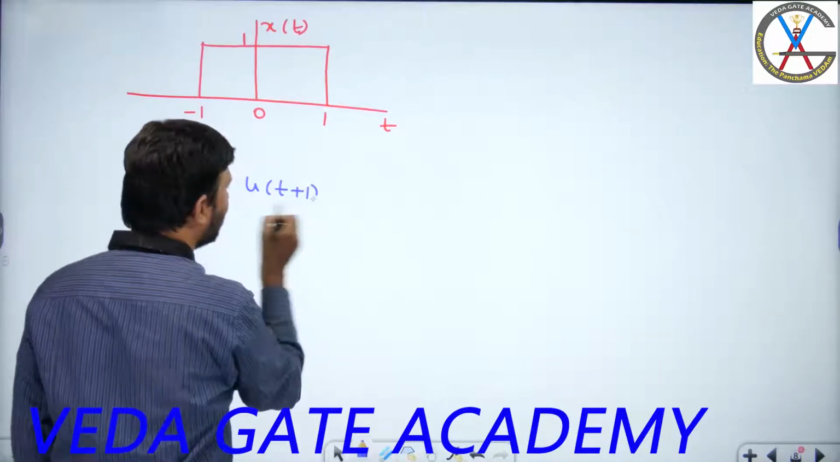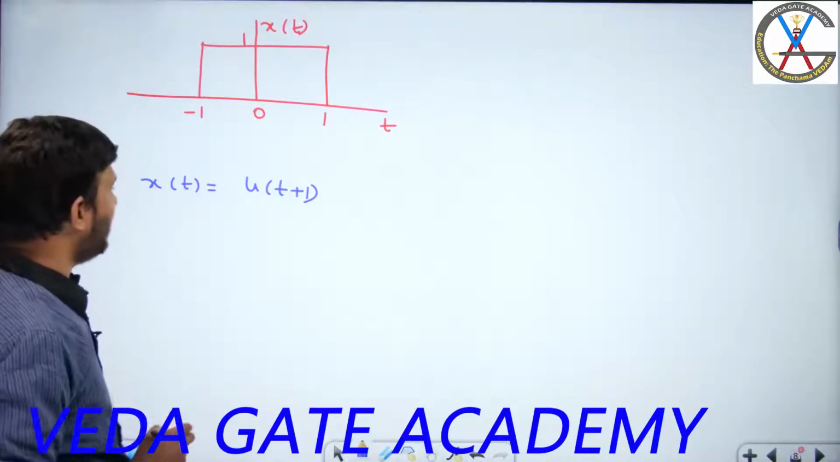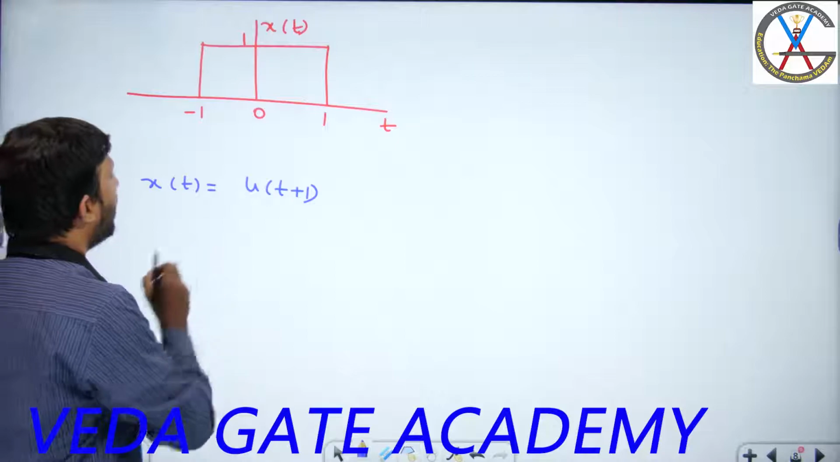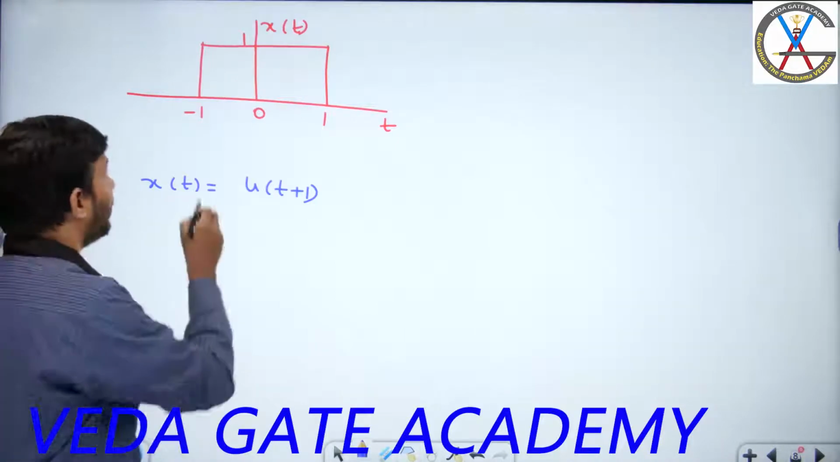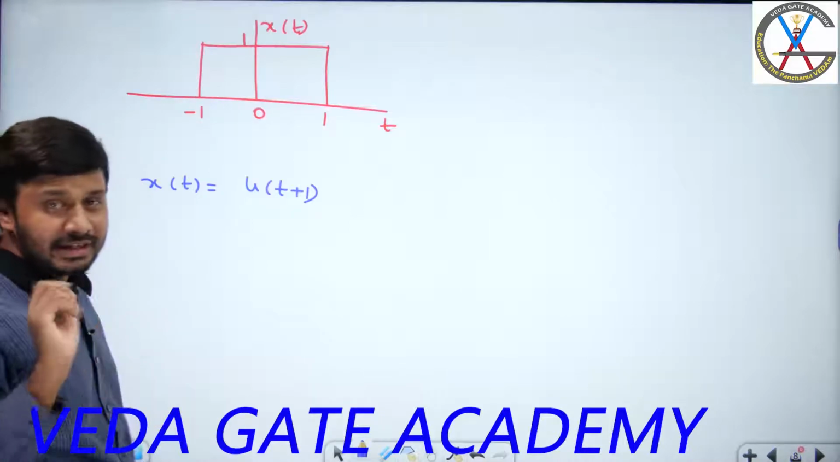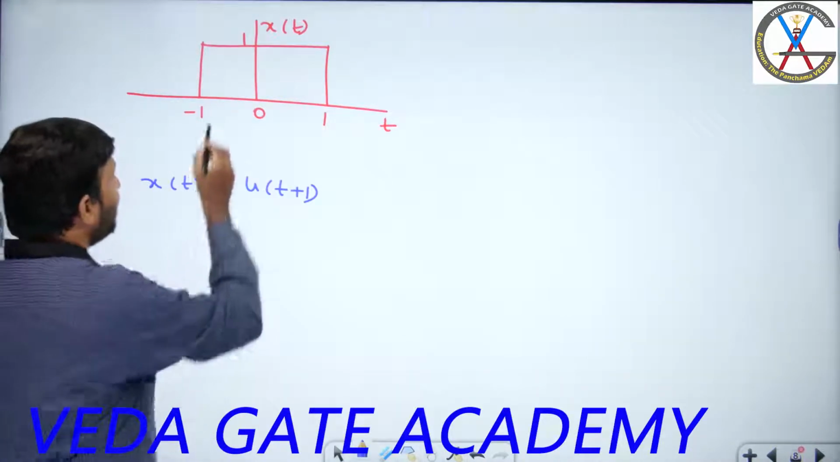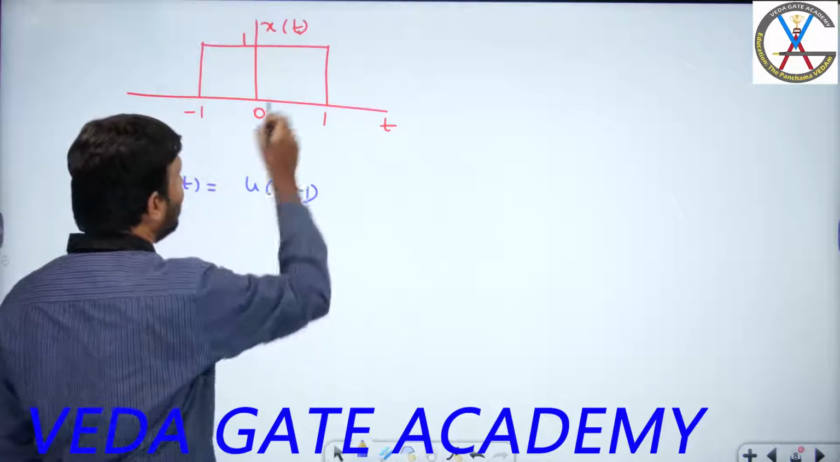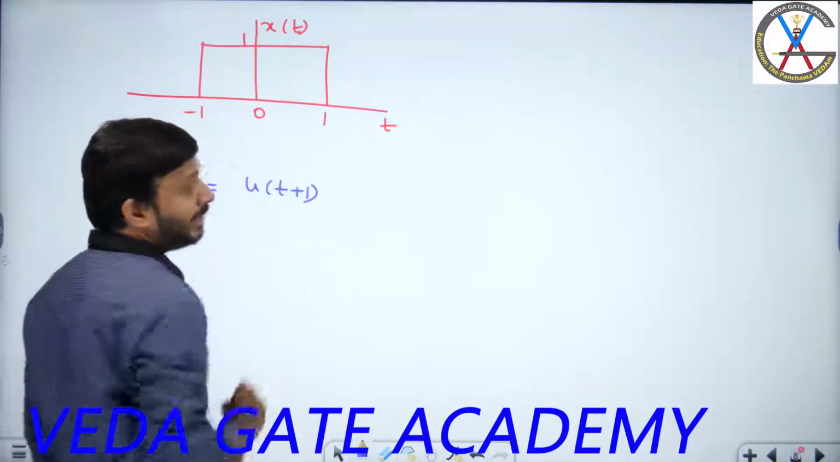So, starting at -1, going with a value of 1 means what is that? u of t plus 1. u of t plus 1 is the signal, starting at -1, going with a value of 1. Because in a unit step signal, the coefficient indicates the value or amplitude. As this is going with a value of 1, when it encountered 1, its value became 0.